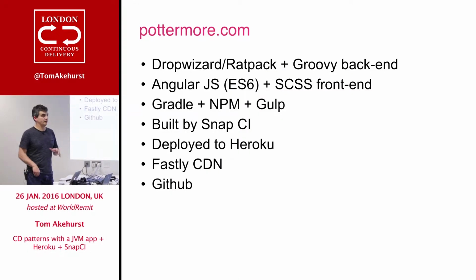Technology-wise, it largely consists of this stuff. It's a JVM backend, so we've got a Ratpack application and a DropWizard application. There's quite a lot of front-end toolchain stuff. We're using ES6, which is transpiled down to ES5 for the browser. We're using SCSS to generate CSS. And we've got a big mashup of build tools, so Gradle for wrapping everything up, and then NPM and Gulp doing the front-end bits. As I said, we use SnapCI for build and workflow automation, and we deploy into Heroku, and we have Fastly CDN, and we use GitHub for source control. All fairly straightforward so far.